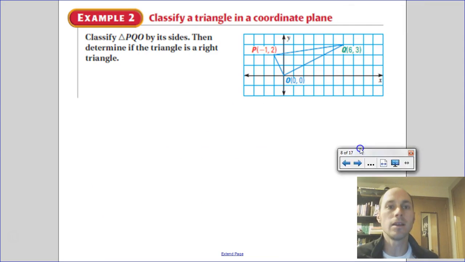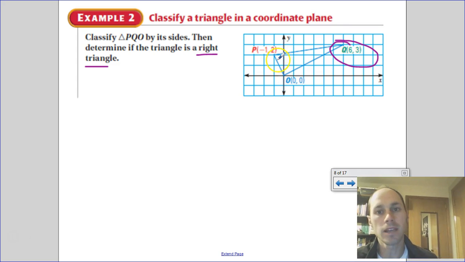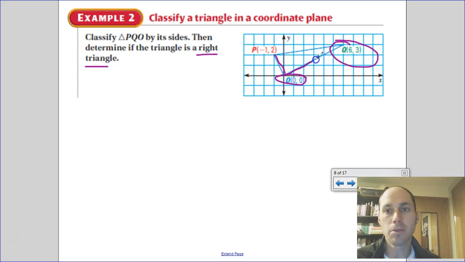All right. So if the triangle is on the coordinate plane, we can also classify it and determine if it's a right triangle. The way we would do that is we'd have to find a right angle. Well, I know Q is not a right angle just by looking at it, so it could be angle P, but that doesn't look right either. But angle O looks like it could be a right angle. So I could tell if these two lines are perpendicular because I know perpendicular lines form a right angle.